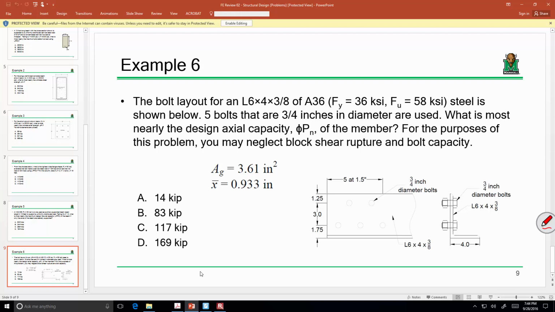Okay. All right. So we have an angle. This angle is 6 by 4 by 3/8. The 6 by 4 means one leg is 6 inches, one leg is 4 inches. The 3/8 indicates how thick the plates are. It's grade A36 steel. So if you took steel design, you should remember that the Fy, the yield stress, is 36 ksi, and the ultimate tensile stress is 58. 36 and 58.